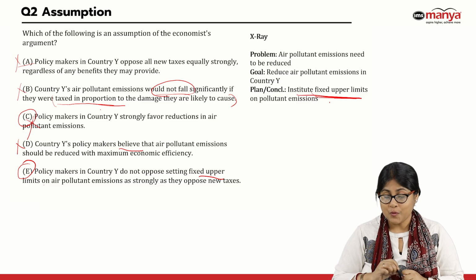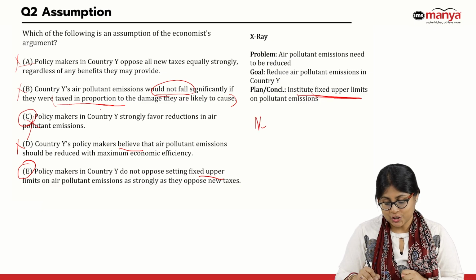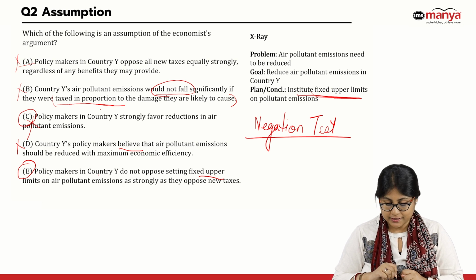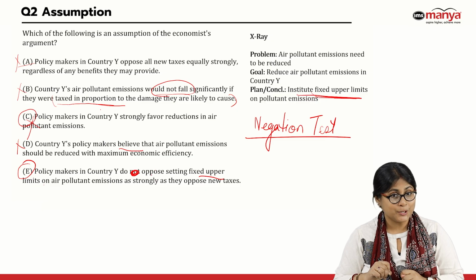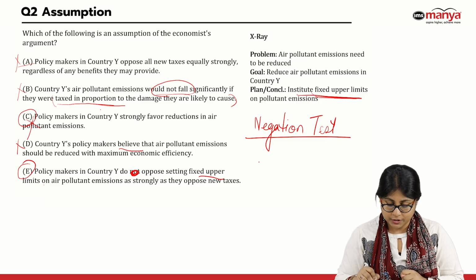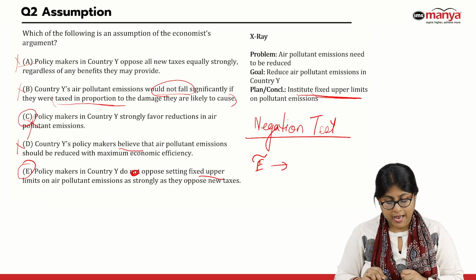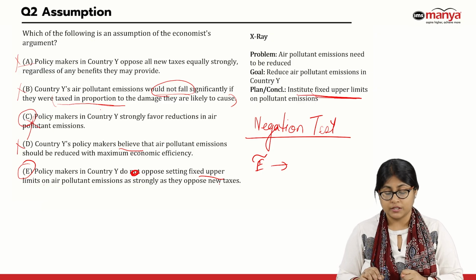Now let's look at the negation test. Let's negate option E and check if upon negating E, my conclusion gets negated or not. Policymakers in country Y do oppose. I'm negating option E. So the negated version of option E says that the policymakers oppose setting fixed upper limits as strongly as they oppose new taxes.